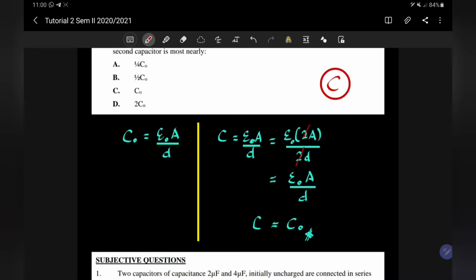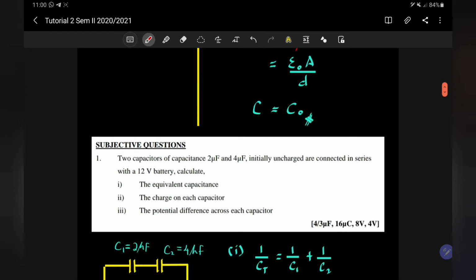Okay, next, let's continue with the subjective questions. Number 1: two capacitors of capacitance 2 microfarad and 4 microfarad, initially uncharged, are connected in series with a 12-volt battery. Calculate the equivalent capacitance, the charge on each capacitor, and the potential difference across each capacitor. Without a diagram given, we should sketch a simple one. For the first value given, we take it as C1, so this is C1 and this is C2. Remember the prefix micro equals 10 to the power of negative 6. Don't forget that for the substitution later.